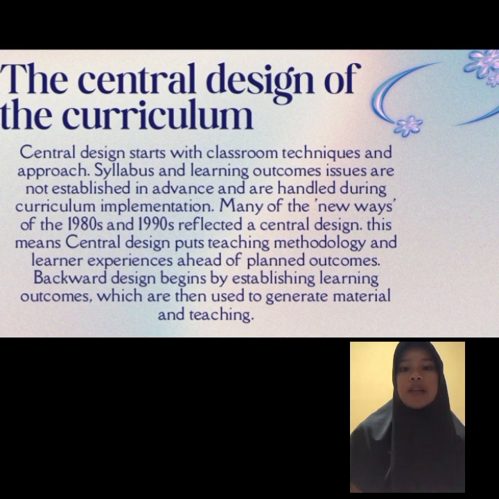Many of the new ways of the 1980s and 1990s reflected a central design. This means central design puts teaching methodology and learner experiences ahead of planned outcomes. Backward design begins by establishing learning outcomes, which are then used to generate material and teaching.